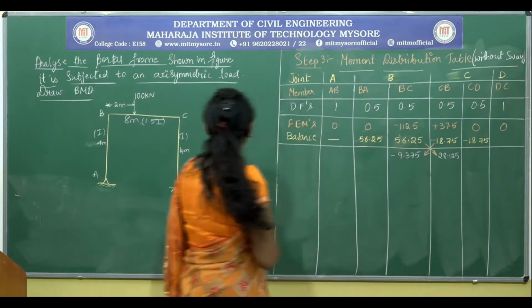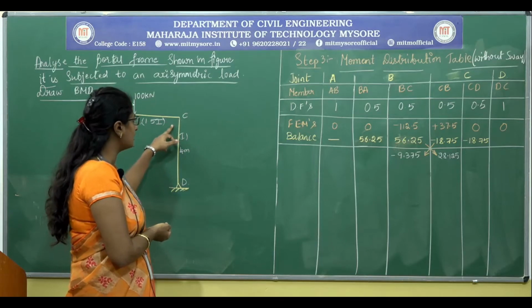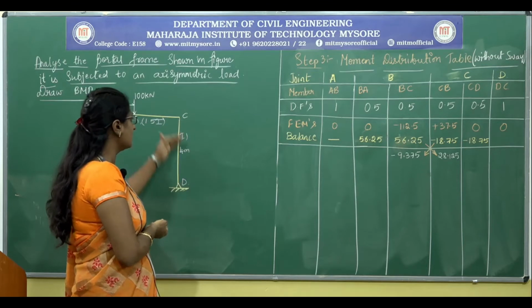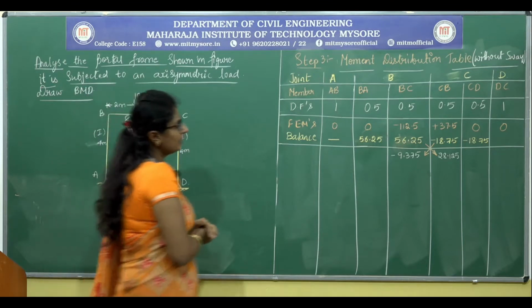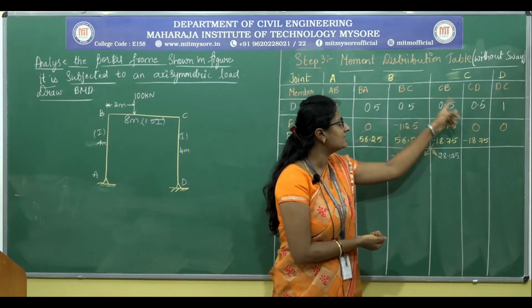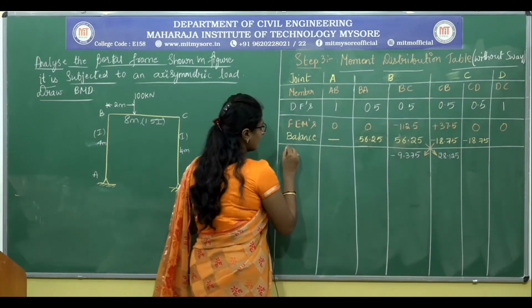Then at CD you have a balanced moment of 18.75. In order to transfer it the other end should be fixed. Here the other end is hinged. Therefore, the moment cannot be transferred. Therefore, the moment is transferred only between BC and CB in this frame.